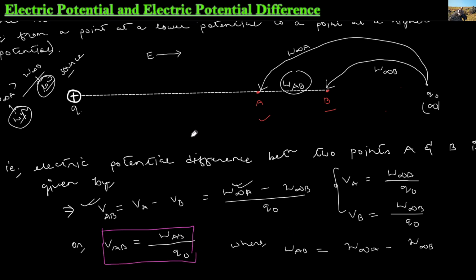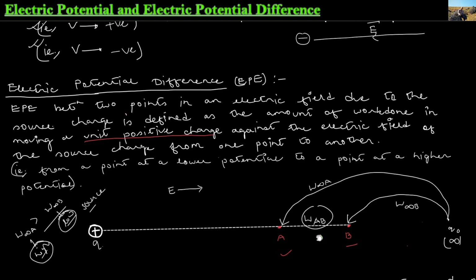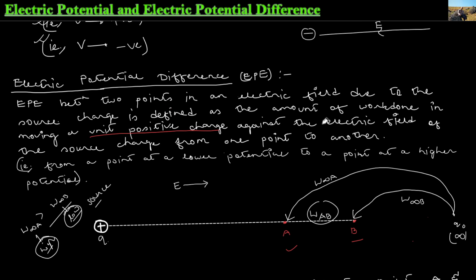So electric potential difference is nothing but the amount of work done. It is the amount of work done in bringing or moving a unit positive charge against the electric field of the source charge, from a point at a lower potential to a point at a higher potential.